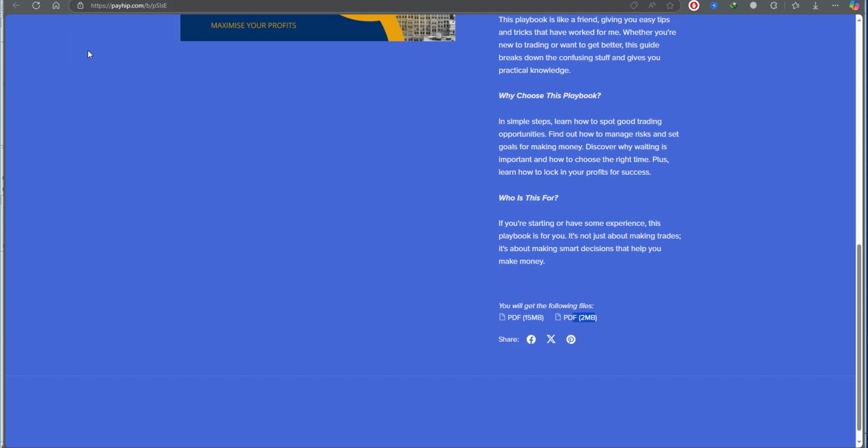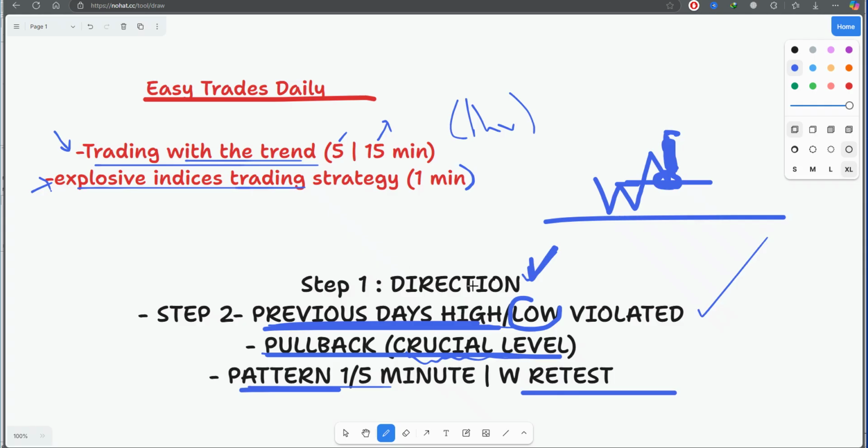So guys, just as the rule says, don't forget the rules. Direction, number 1. Number 2, previous day's high or low violated. It must pull back to a crucial level, and then the pattern. They must give us a pattern on a 1 or 5 minute time frame. If there is no pattern, we need at least a W.